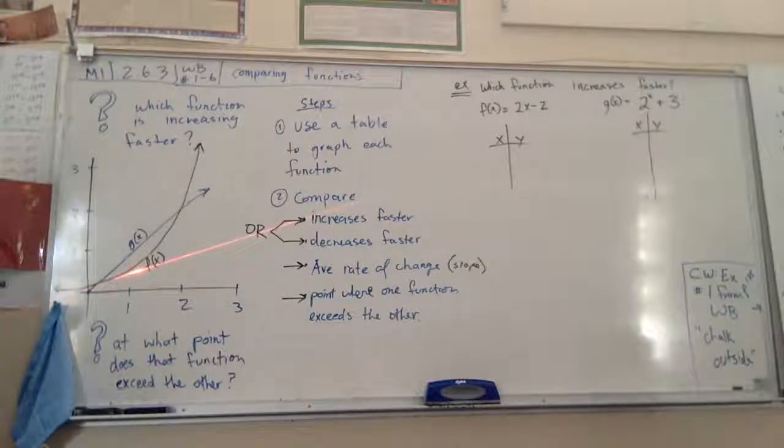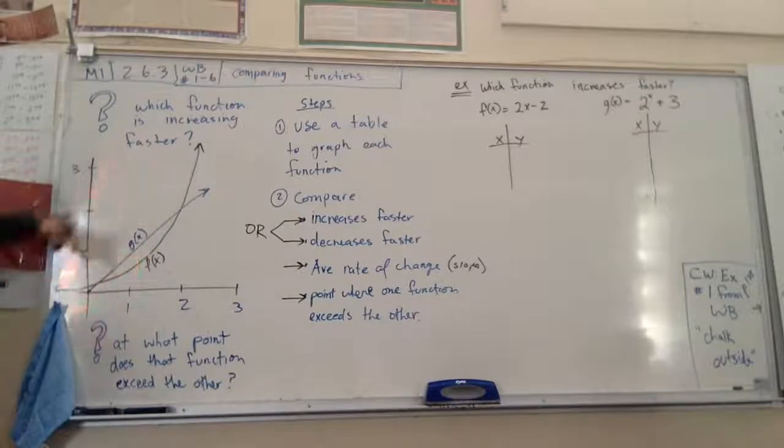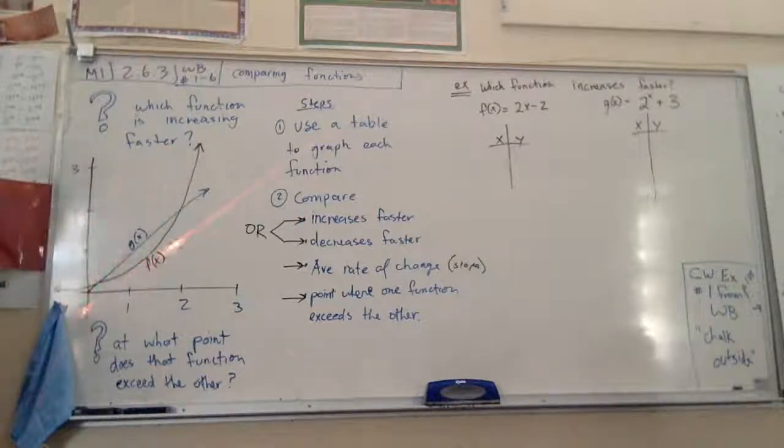Which one is increasing faster, this or that? This one or that one? Which is a steeper incline if you had to walk up it? This one or that one? Right? So g of x, in this portion of the graph over here, g of x is increasing faster than f of x.